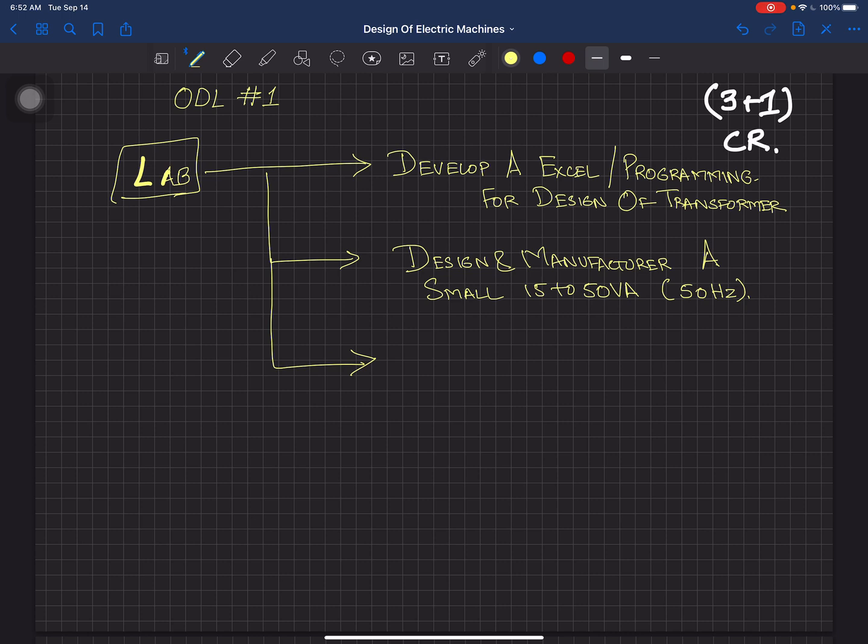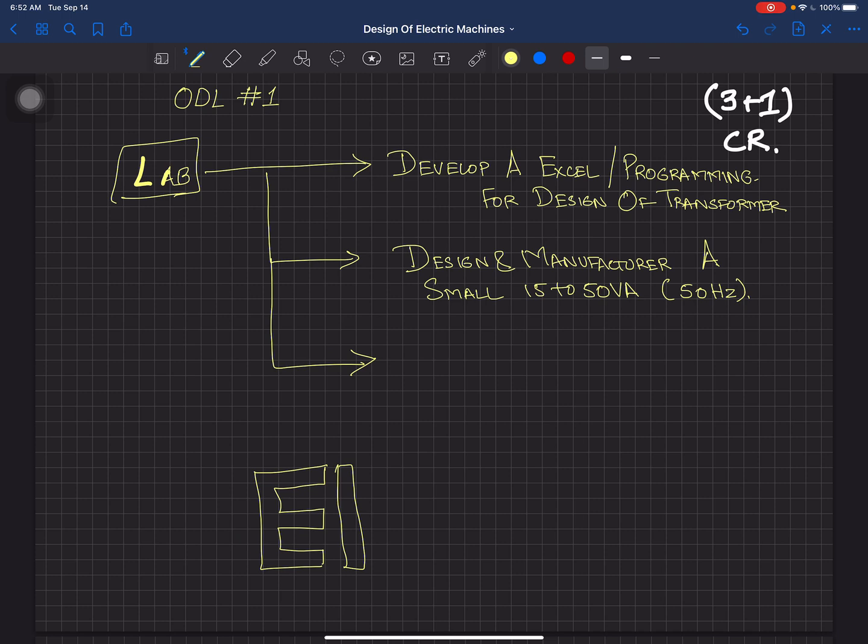So basically the second portion is this, that you have to actually stack up those EI cores. Supposedly I have this EI core over here, and this is my EI core. I have just made it over here. So you are going to stack up these cores and you are going to do the windings. I will tell you the design equation of this transformer, and I will tell you the design procedure.